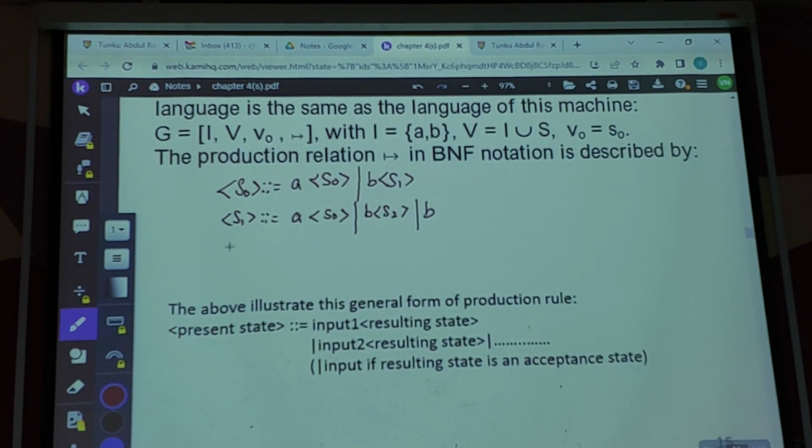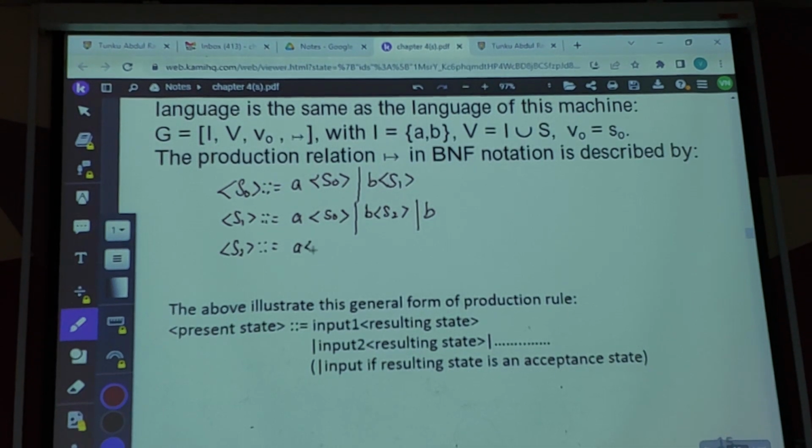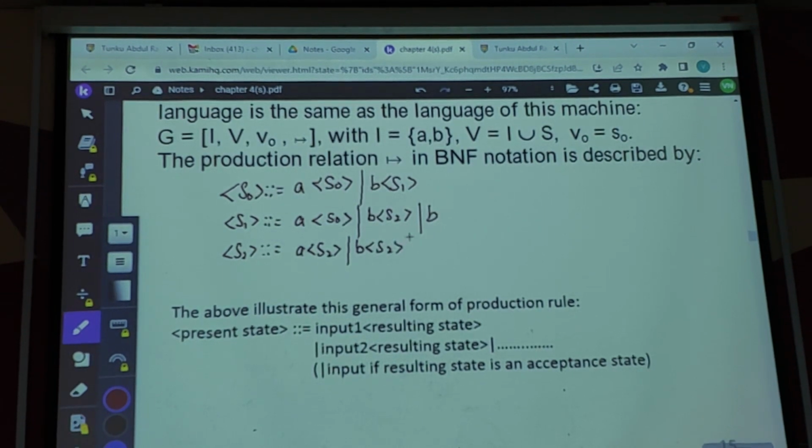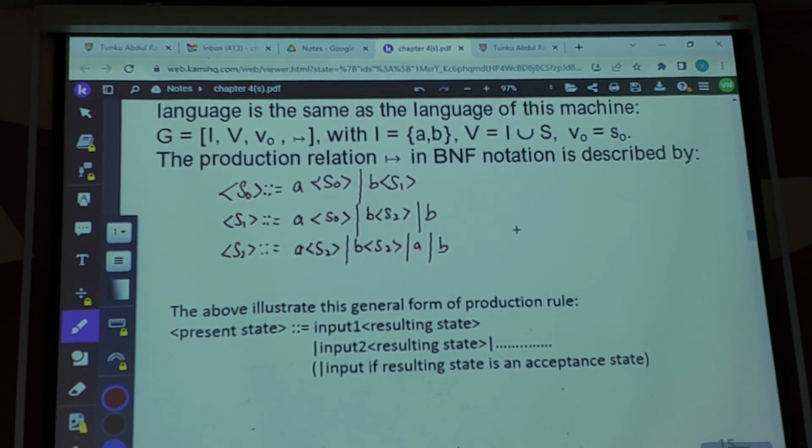Okay? And what happened at S2? How many different alternatives can we have? If you look back, then you have A, S2. You can have B, S2. You can have A. You can have B. Right?